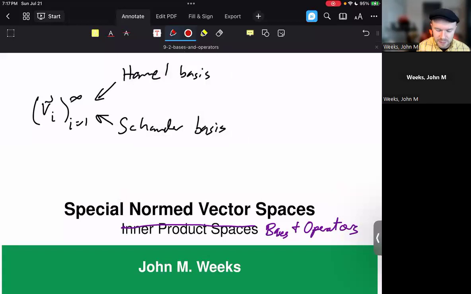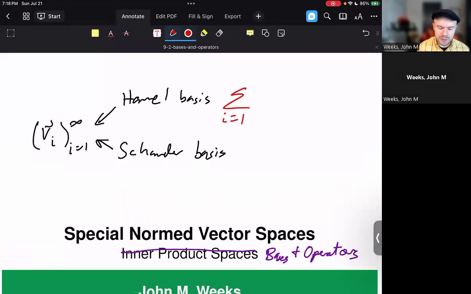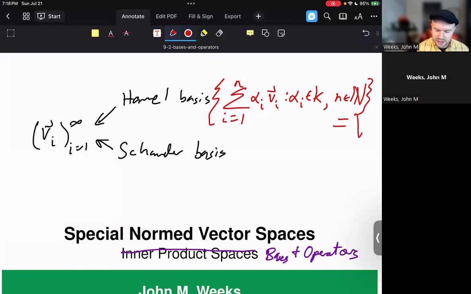A Hamel basis is something that says, first, that the span of the vectors that you get is going to be equal to the entire space. That is, that everything inside of the space can be written as the sum as i goes from 1 to n of alpha sub i, b sub i. That this is equal to the entire space whenever alpha sub i is a number inside of our field, whatever that might be, and n is just some natural number, that this is equal to the entire vector space V, so the entire space.